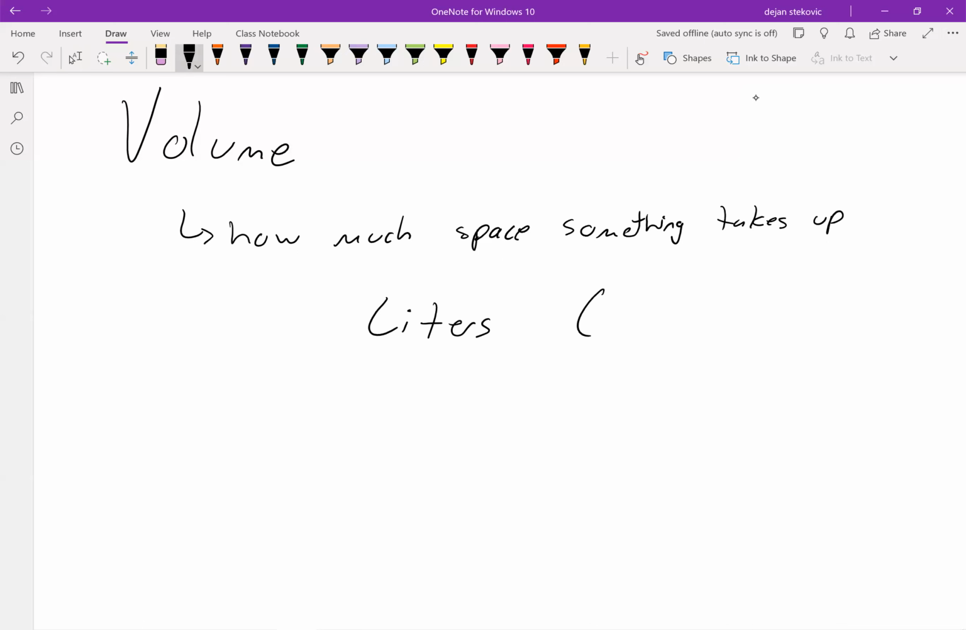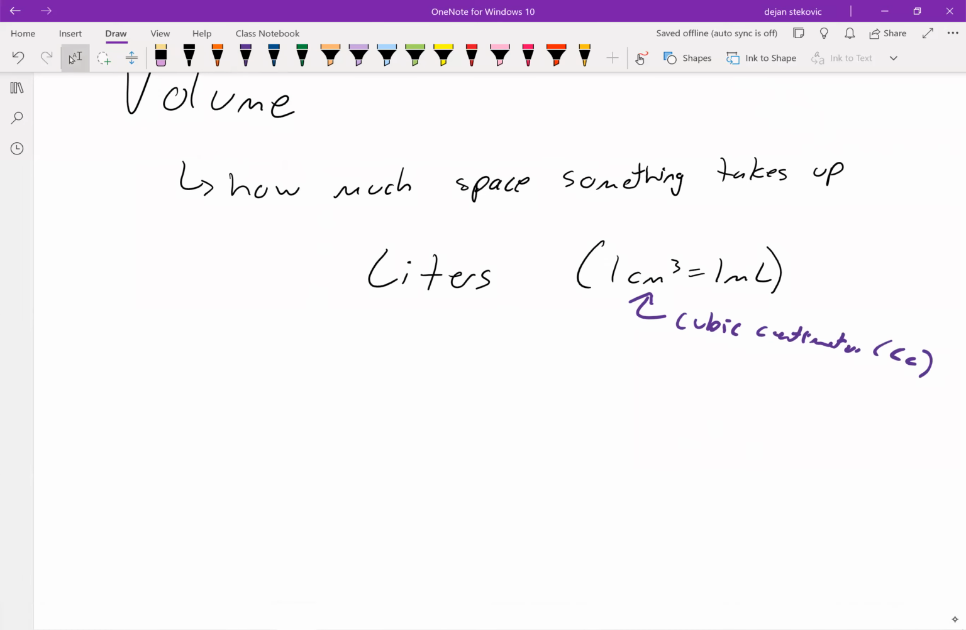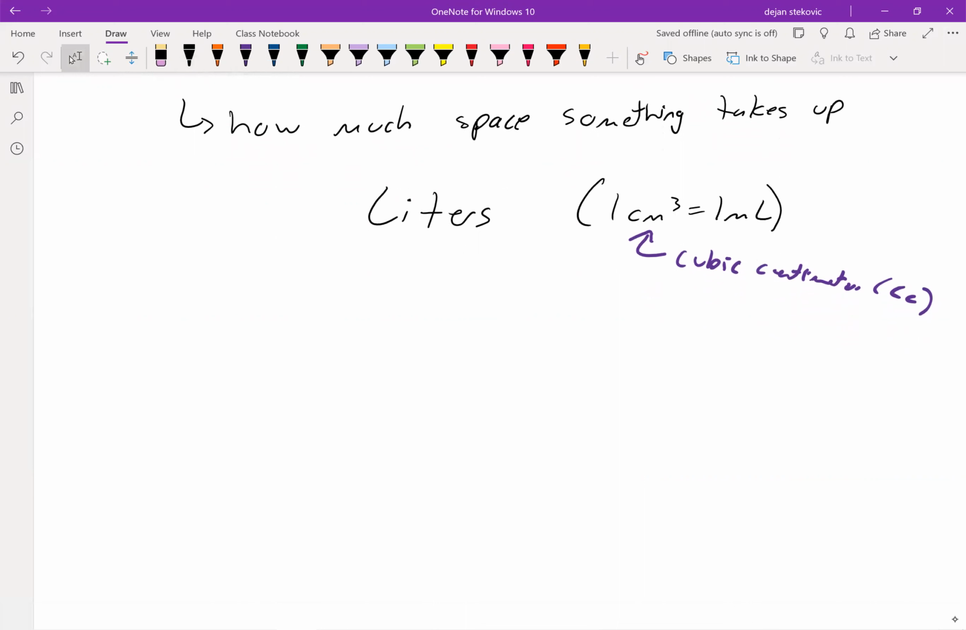And our liters actually come from 1 centimeter cubed being equal to 1 milliliter. And then, of course, converting milliliters to liters. And again, this centimeter cubed is also known as a cubic centimeter, or a cc, right? Like the doctor shows and whatnot. And so the volume of an object depends on its shape.